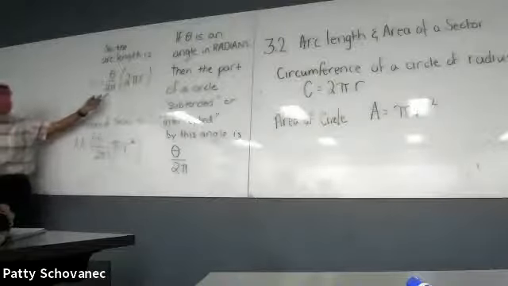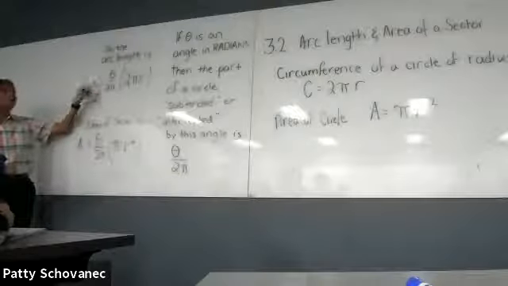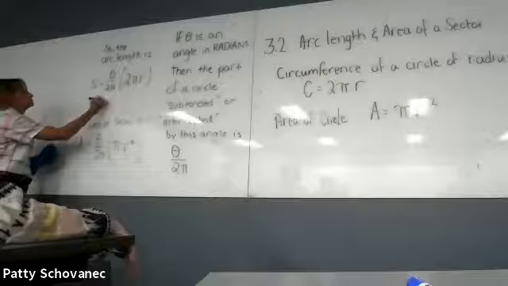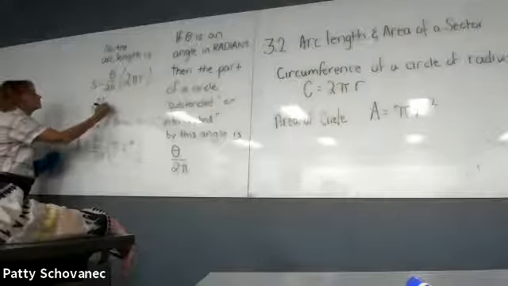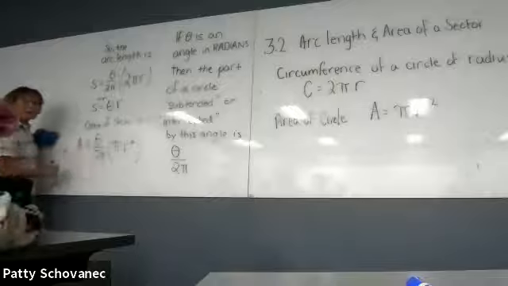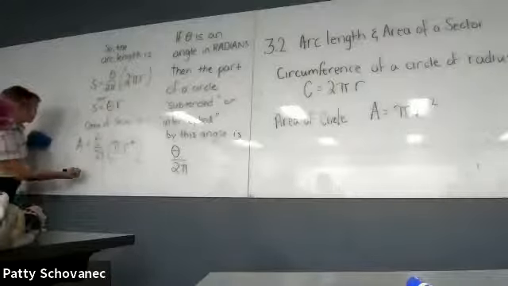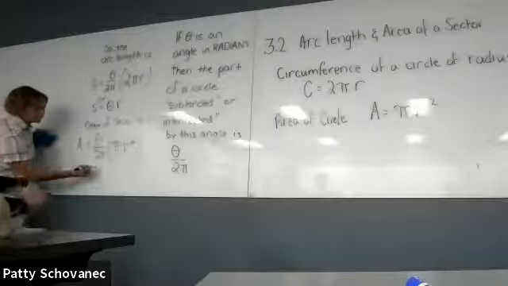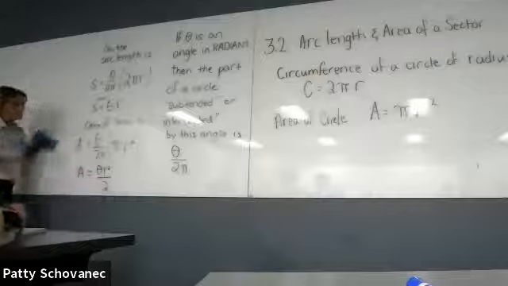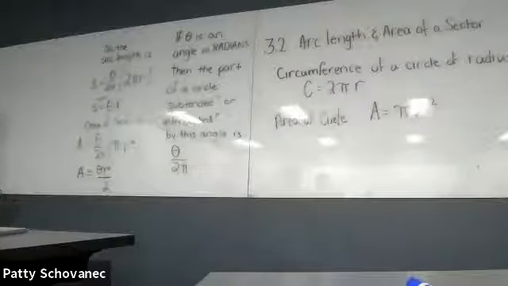In this first formula, I've got a 2 pi in the denominator and a 2 pi here. So I can simplify arc length as just being the product between that central angle and the radius of the circle. In this other one, the pi's will cancel again, and I have theta times r squared divided by 2. So whichever way is easiest for you to remember, because they're pretty easy to use.